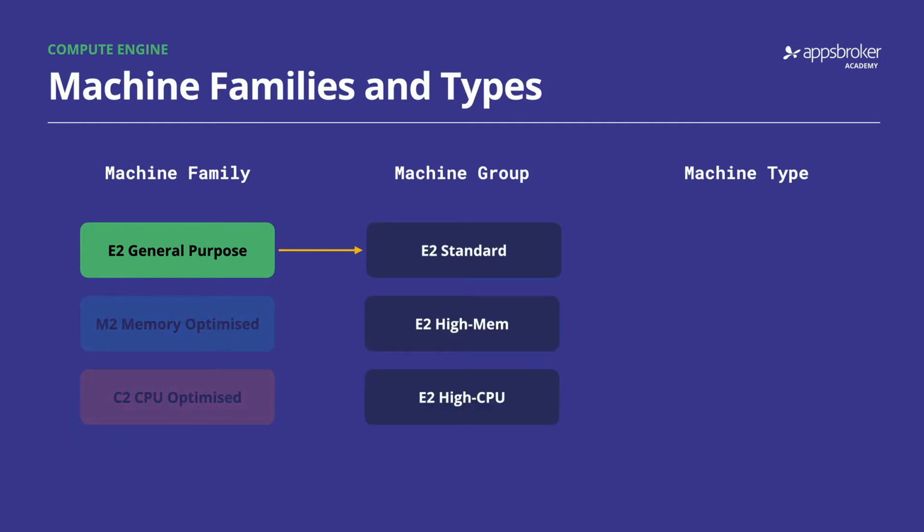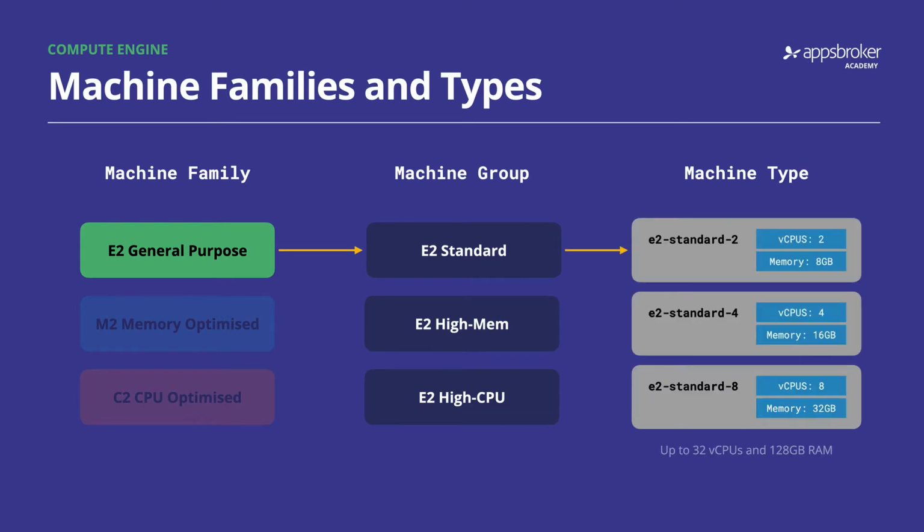So for example, inside the E2 family, we have the E2 standard group, which provides machine types with a standard amount of virtual CPU and memory, starting at 2 vCPUs and 8 GB of RAM, and going up in powers of 2, up to 32 vCPUs and 128 GB of RAM.